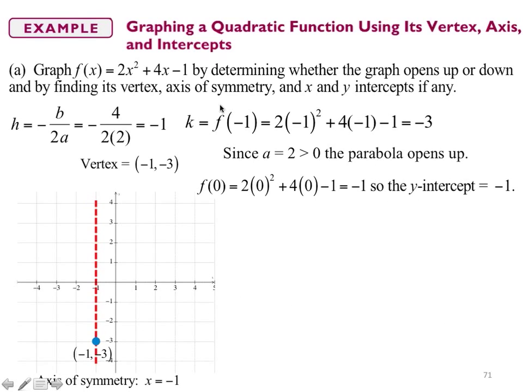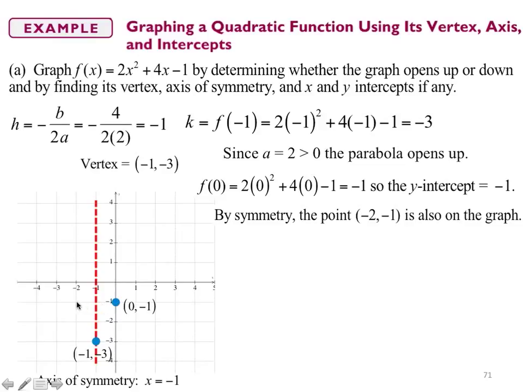Now we can find our y-intercept by plugging 0 in for x. It's going to be this number right here. So we have a y-intercept at -1, and then we use symmetry to find an additional point right on this side. And we connect these to get this parabola right here.